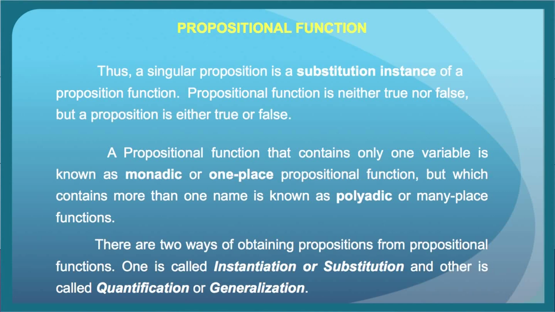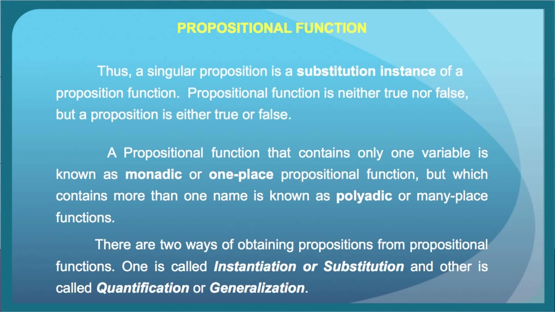A propositional function that contains only one variable is known as a monadic or one-place propositional function, but one which contains more than one variable is known as a polyadic or many-place function. There are two ways of obtaining propositions from a propositional function.